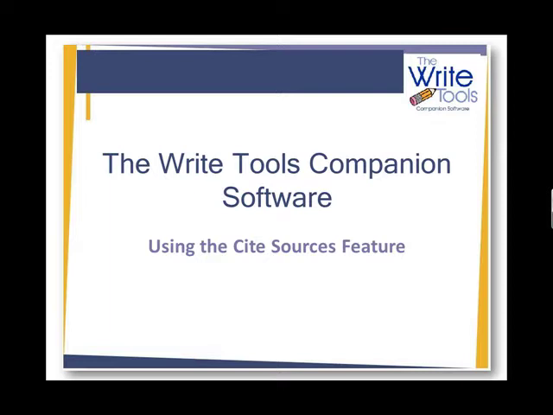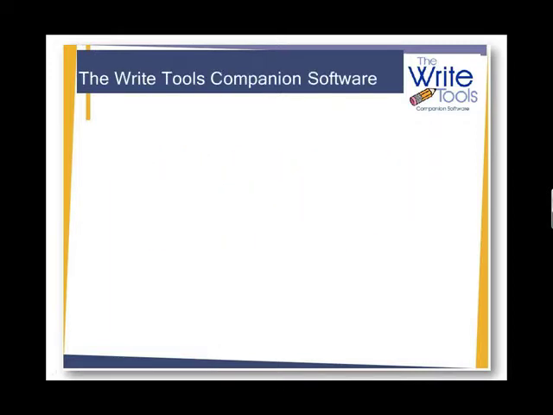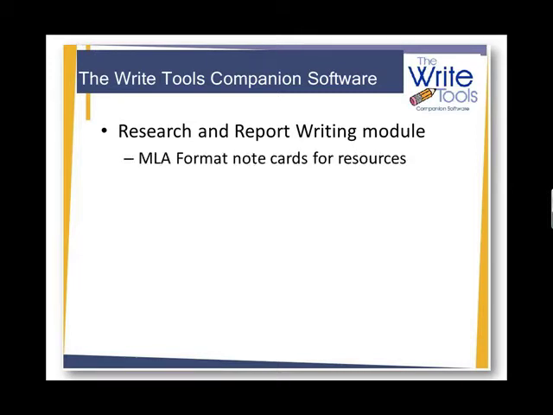Part of any research project requires teaching students how to cite sources appropriately and avoid plagiarizing the work of others. Within our research and report writing module, students are shown how to construct note cards for each of the resources they've used, and later how to take that information and place it in a works cited page using the Modern Language Association format, or MLA.